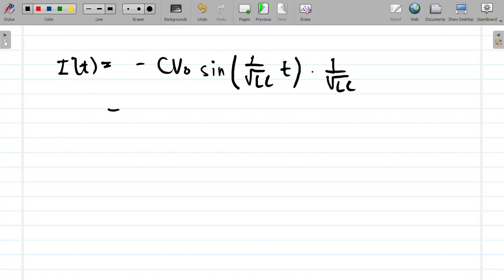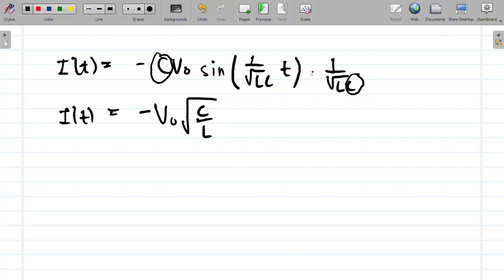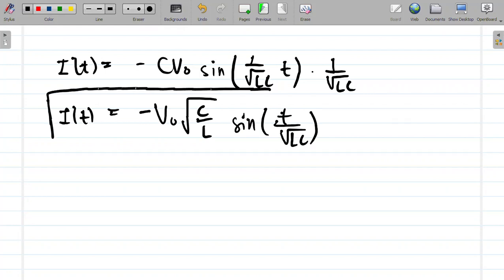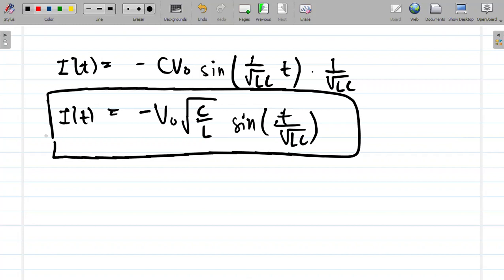So, simplify natin. This is I of t now. Yan ay negative V naught square root of C over L, kasi may C ka dito, may square root of C ka sa baba, sin ng t over square root of LC. Yan na yung current na flowing sa ating circuit as a function of time. So, kung mapapansin nyo, sin.